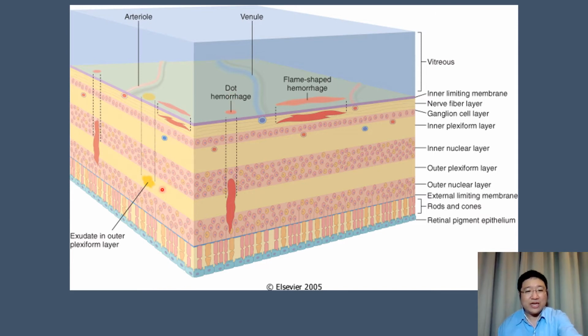And when there is a leakage of fluid from blood vessels, we may observe exudate in the outer plexiform layer. Exudate is seen in the outer plexiform layer.